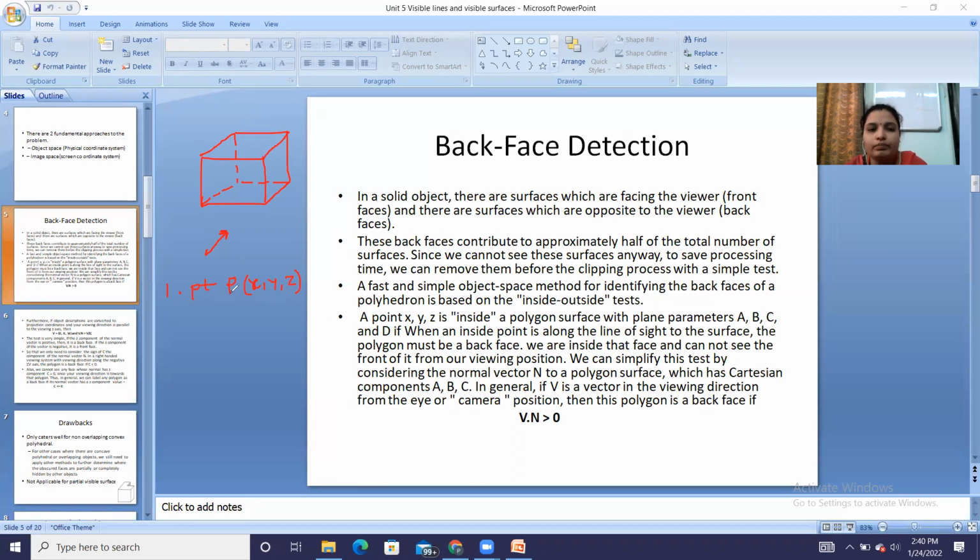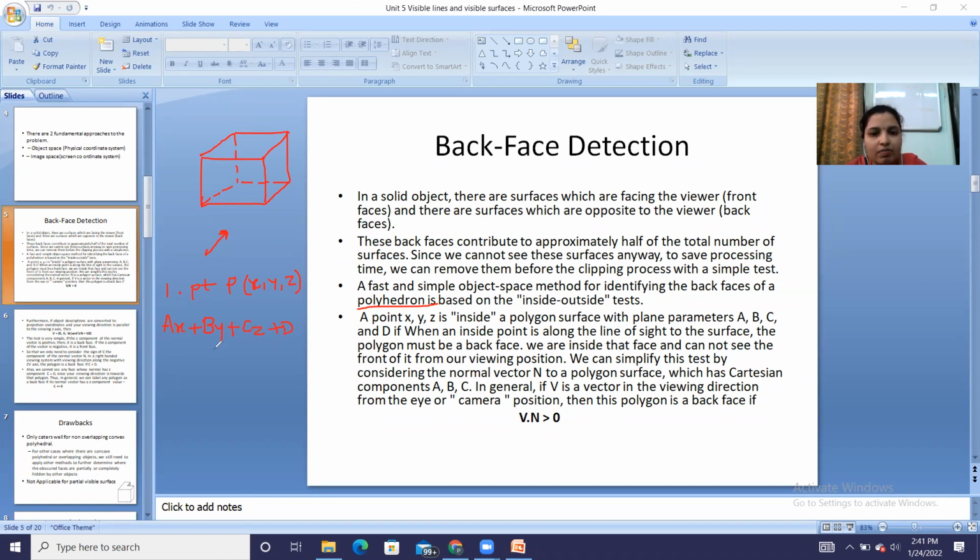Okay, so for that we have the equation of the polyhedron. So what is the equation of the polyhedron? The equation is, we have A, B, C, D. These are nothing but constant values. So Ax + By + Cz + D, right? That is the expression for the polyhedron to check.